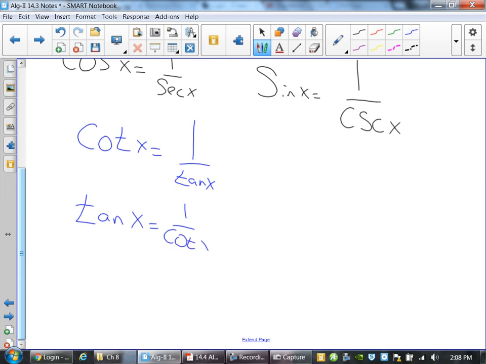We know about the reciprocal properties. Yeah, we knew all of this. Yes, sir. Wait, so cosecant is the opposite of sine? Yes, sir. I've been doing that wrong this entire time. Well, hopefully now you'll change.